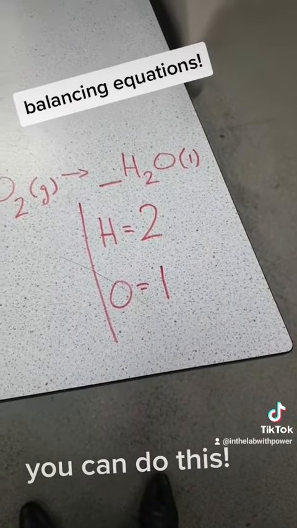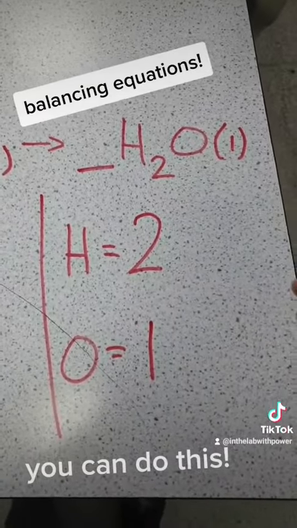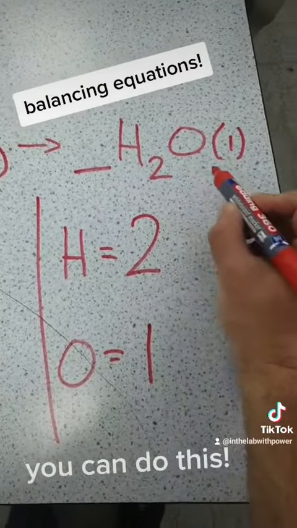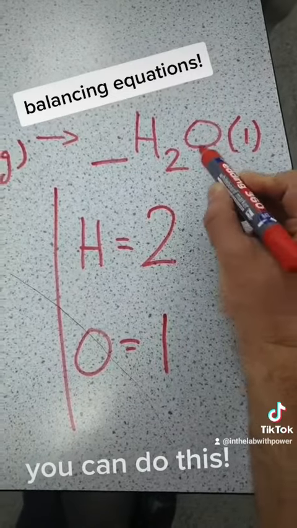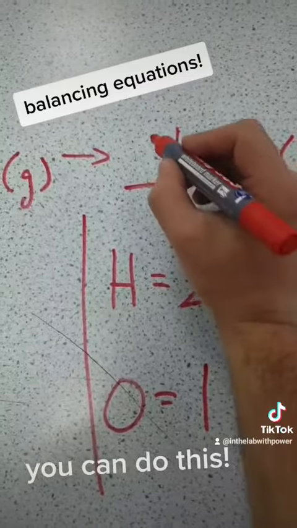So what are we going to do? We have to get the same on both sides. Now remember, the only way to change these is by using the coefficients. We never add a bottom number. So the only way to get this to be the same as over here is if we change this to a 2.